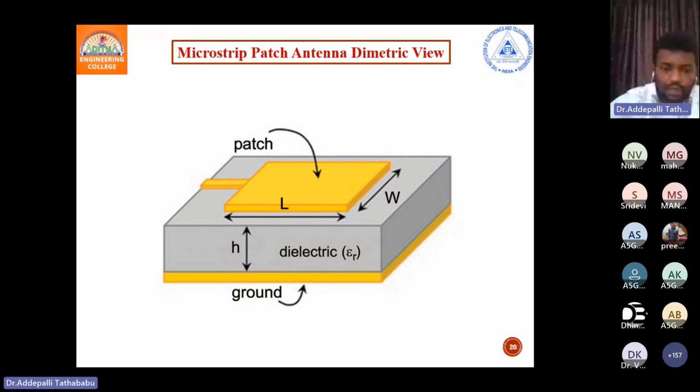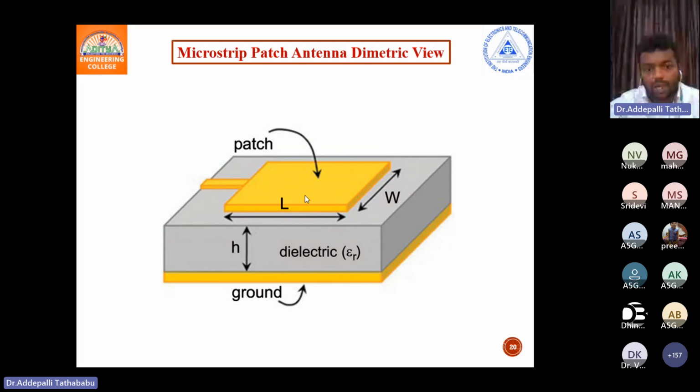So already I told that the top layer is there, and this is the bottom layer. In between, the substrate is there. So three parts are there. The top layer is the radiating patch. The bottom layer is the ground. In between is the dielectric medium, which is the substrate. It has some dielectric constant epsilon r. This is called relative permittivity, and this is the height of the substrate, and this one is the length of the patch, and this is the width of the patch.